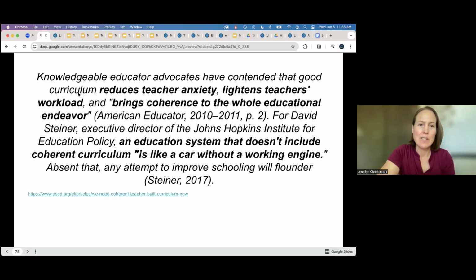This says that curriculum reduces teacher anxiety, lightens teachers' workload, and brings coherence to the whole educational endeavor. And later it says that an education system that doesn't include coherent curriculum is like a car without a working engine. And I think that's a really memorable image. It's like a car without a working engine if you have a program that doesn't include a coherent curriculum.